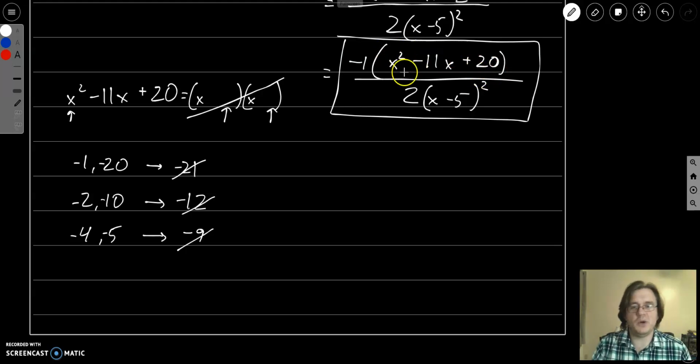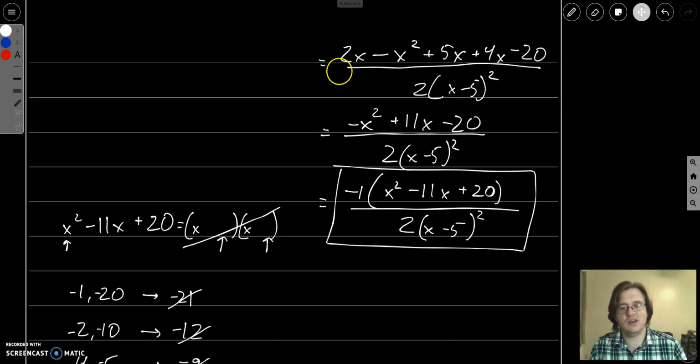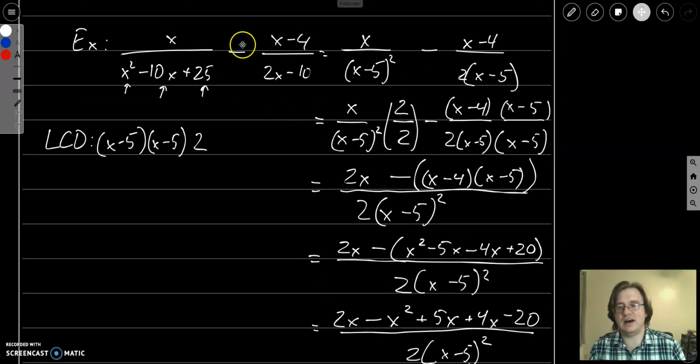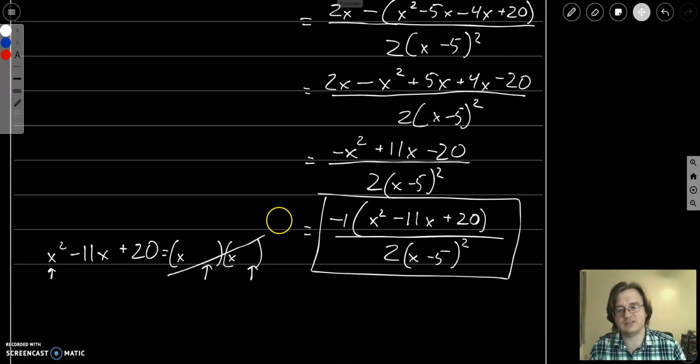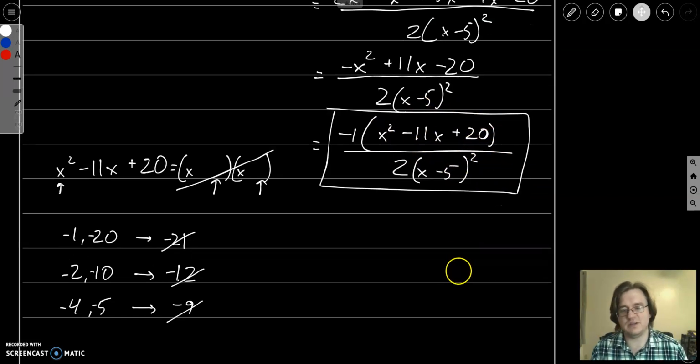This top, even though I've got this trinomial in here, x squared minus 11x plus 20, that doesn't factor. So we are done with this question, remembering that this is just subtracting two rational expressions. You can find yourself in a situation where you find big polynomials that simply don't factor.